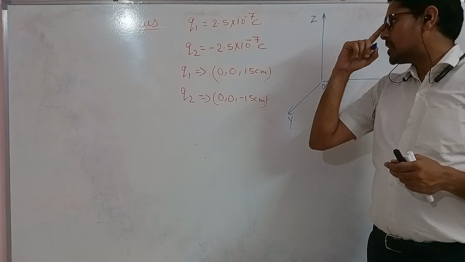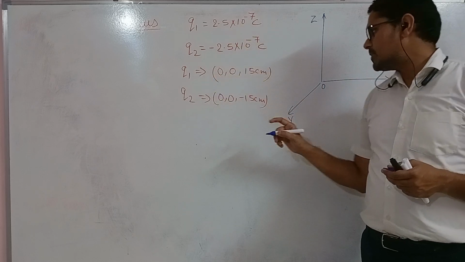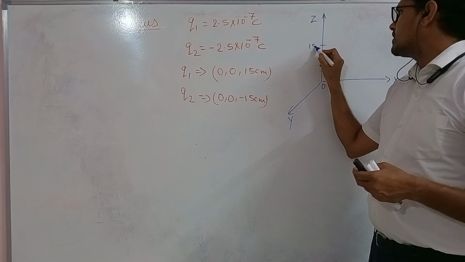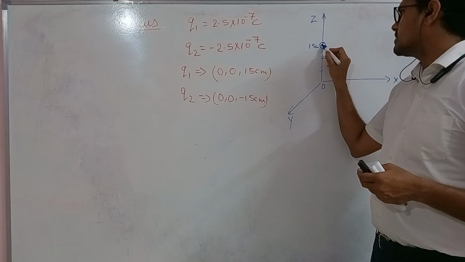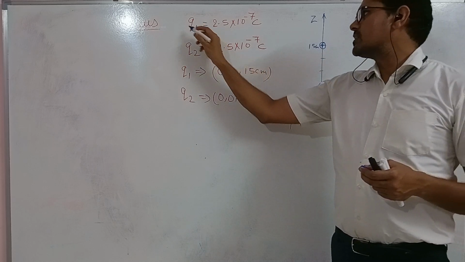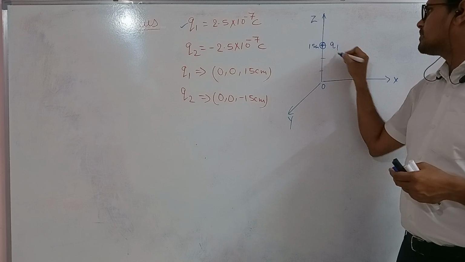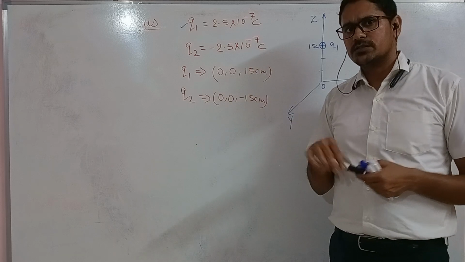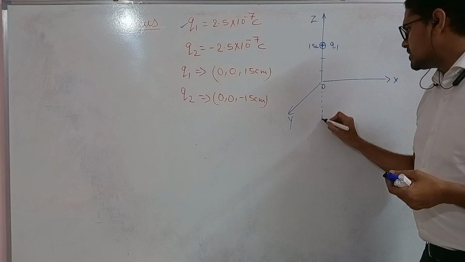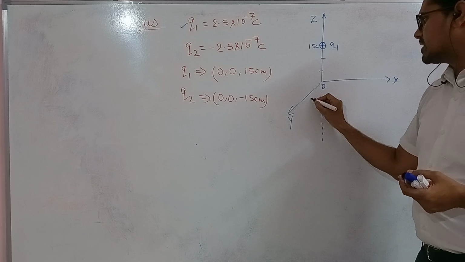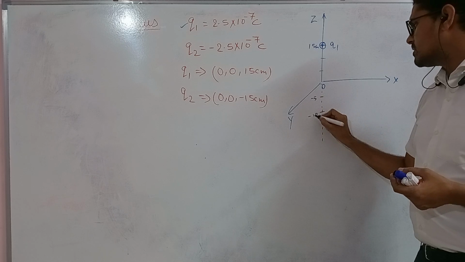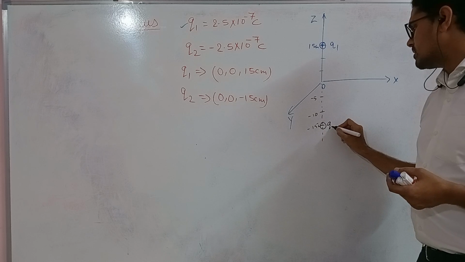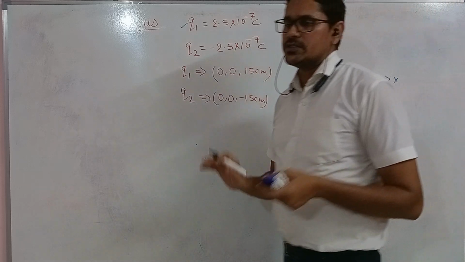Now the location of the first charge Q1 is at 0, 0 and plus 15. Let us say the intervals are 5 centimeter, 10 centimeter and plus 15 centimeter. Here I am keeping the first charge, the positive one. The positive one is Q1, so I am keeping Q1 here. Now let's find out the location of the next charge, that is Q2, which is negatively charged. So I have to go downward, negative Z axis. Let's say this interval is minus 5, this is minus 10 and this is minus 15 centimeter. At this location I am keeping the next charge, that is Q2, which is negative charge.